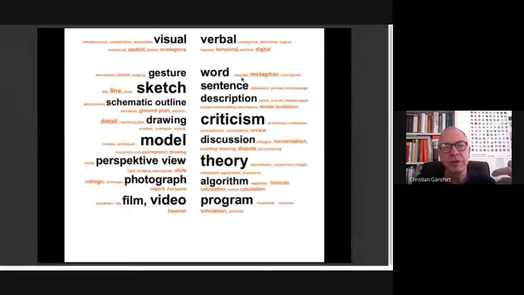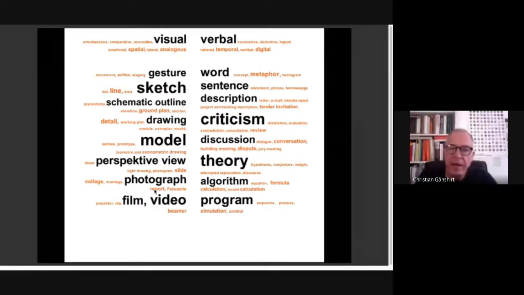But in practice, in reality, architects also spend a lot of time talking and using verbal tools for architectural design. So they use words and metaphors to describe their new ideas. They form sentences, descriptions. They criticize what they did or what others did. And this leads to discussions, and these discussions can be, when they have a result, they lead to a theory maybe, and theories can be expressed in algorithms, and algorithms lead to programs. So we have a whole set of verbal tools as well as we have a set of visual design tools. And this is what I would call the design toolbox.